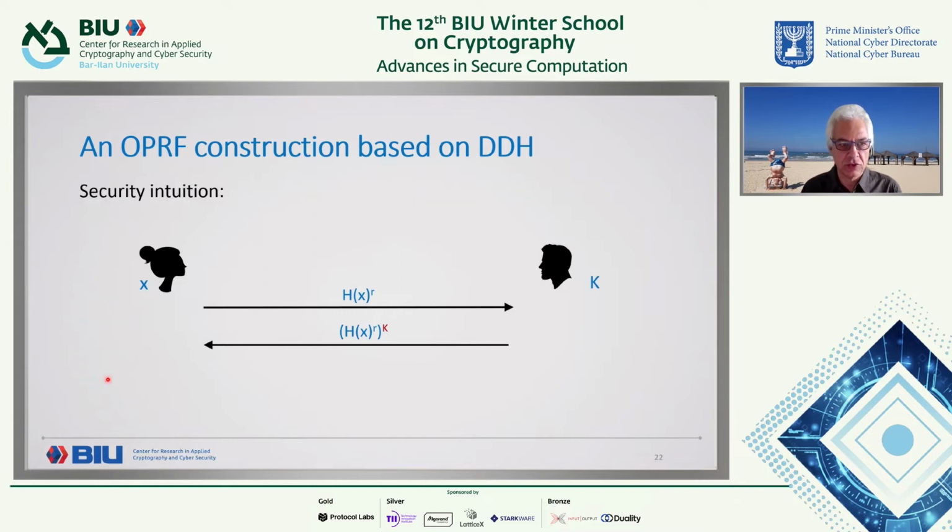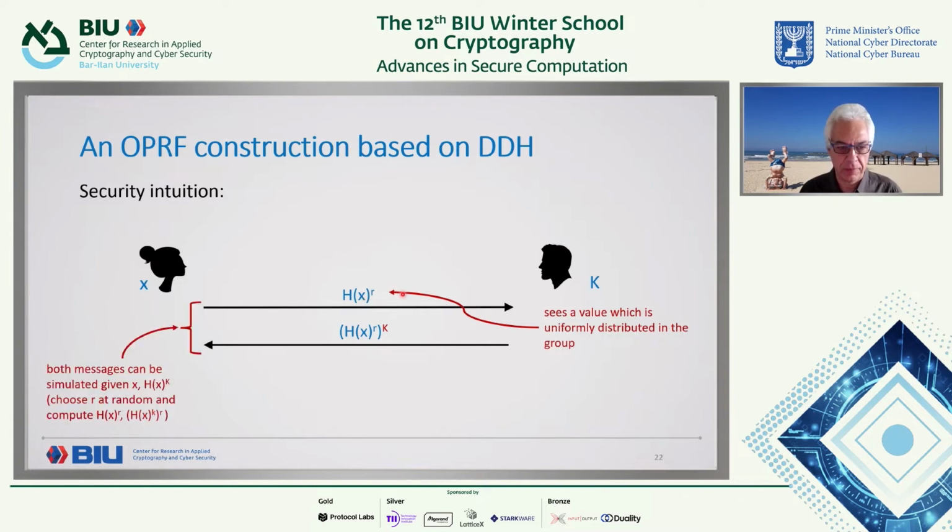So why does this look to be secure? The only thing that Bob sees is a value in the group raised to a random exponent. So this is uniformly distributed, so Bob doesn't learn anything. And what Alice sees is basically 2 values. This is random. This is that value raised to the power of k. But actually, given her input and output, her input is x, and her output is the output of the pseudo-random function, h of x to the power of k.